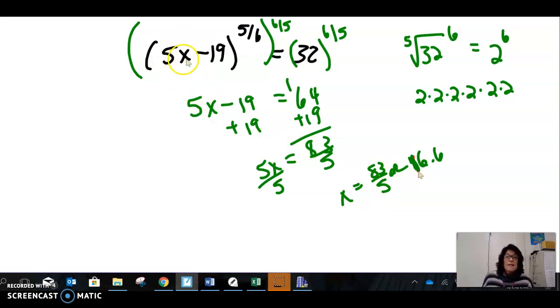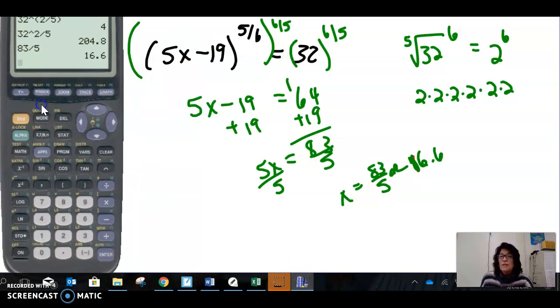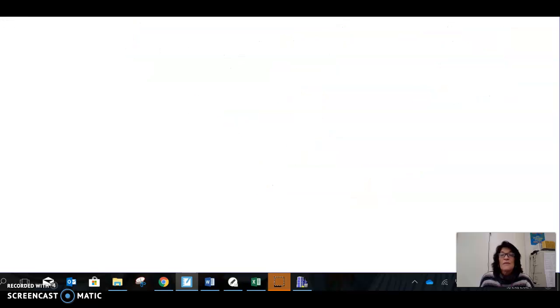Again, maybe we put 16.6 in for x. Since we have time to check our answers, we probably should. 5 times 16.6, minus 19. Let's see what that gives me. I'm going to raise that answer to the 5/6 power. I'm just doing what this is telling me to do. And I hope I get 32 because, yep. So 16.6 was the correct answer. You can check these.